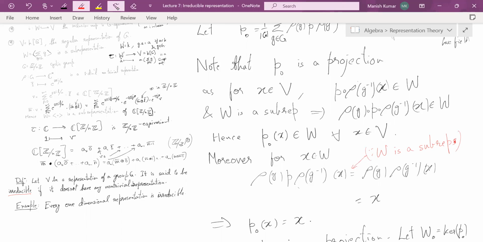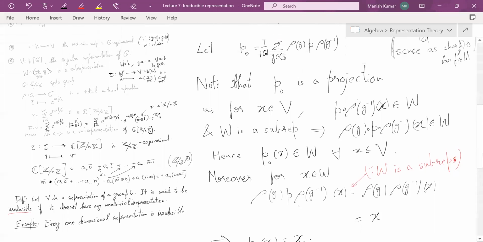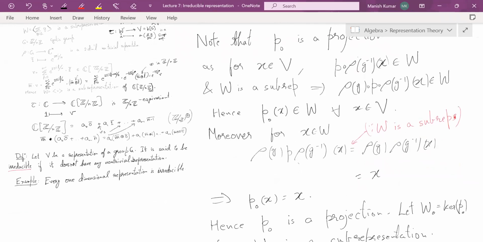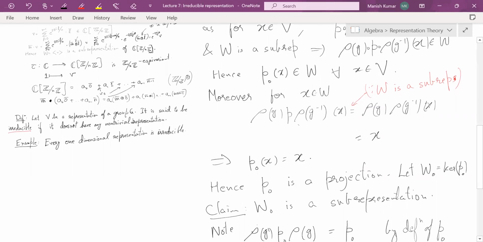Okay, and then of course the group action tells you that rho G inverse of X is just X. So P0 is a projection map. And now if you look at the kernel of W0, this averaging has the advantage that this kernel will be a sub-representation. So now W0 is a complementary subspace of W, but it has also the advantage that it's a sub-representation.